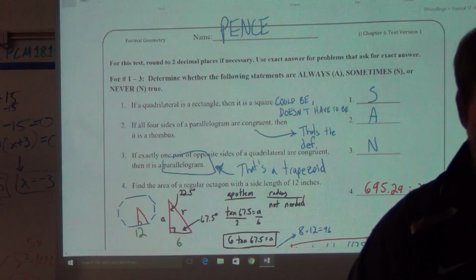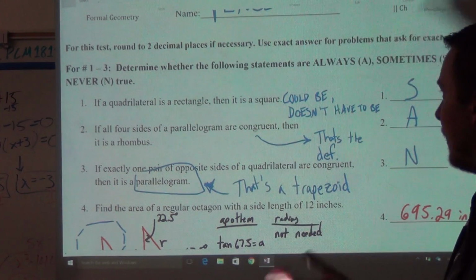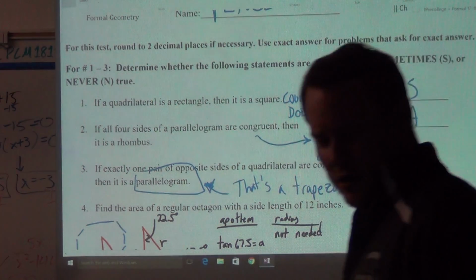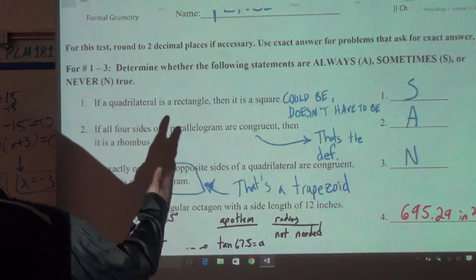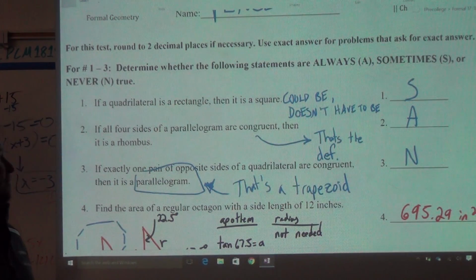Number one, if a quadrilateral is a rectangle, it is a square. It could be. If the rectangle is also a rhombus, then it is a square. But it doesn't have to be, so that's why sometimes. For number 2, if all four sides of a parallelogram are congruent, then it's a rhombus. That's one of our definitions, probably our most used definition.